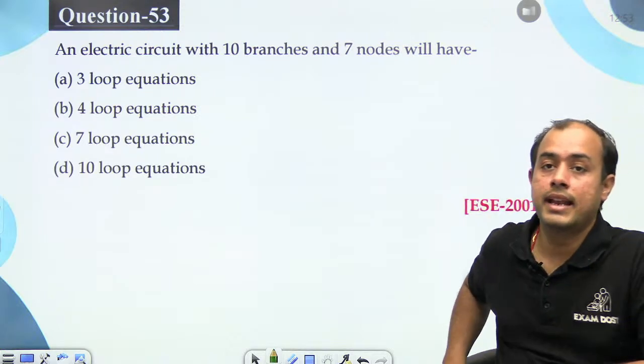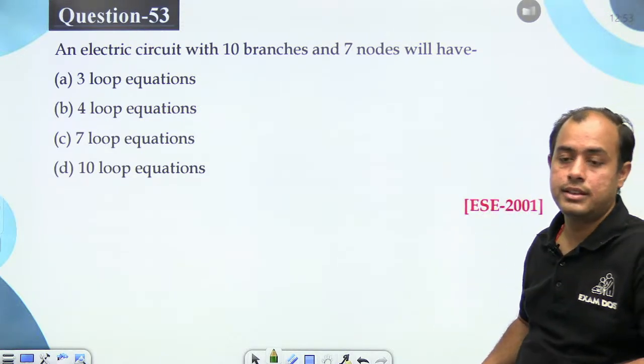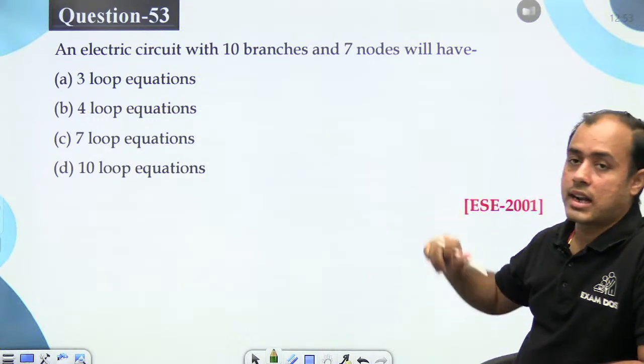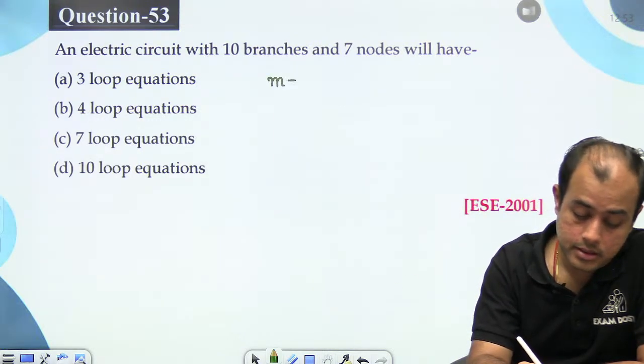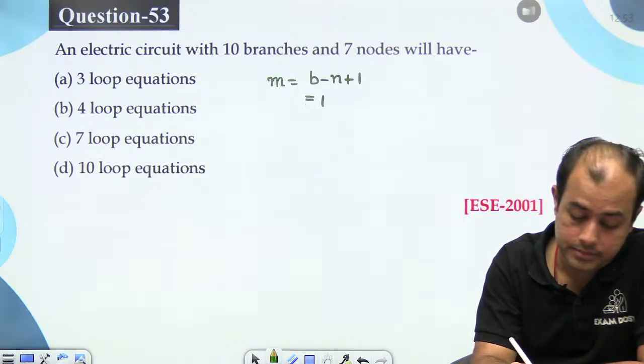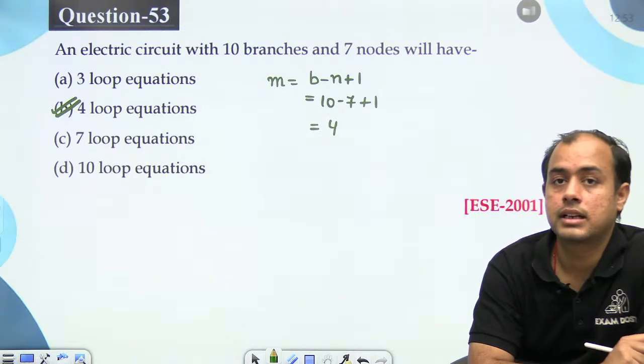Next, an electric circuit with 10 branches and 7 nodes will have. Very easy. This is now graph theory. 10 branches, 7 nodes. Mesh will be B minus N plus 1, 4. So 4 loop equation. Correct?